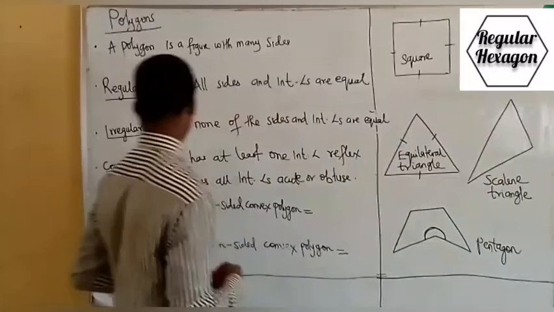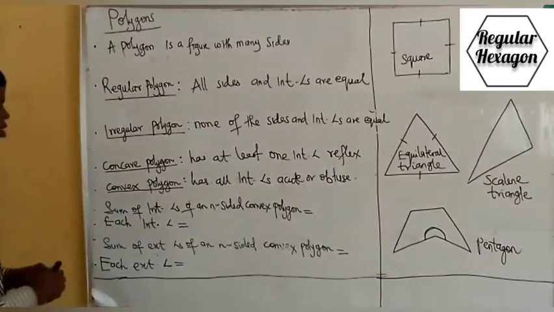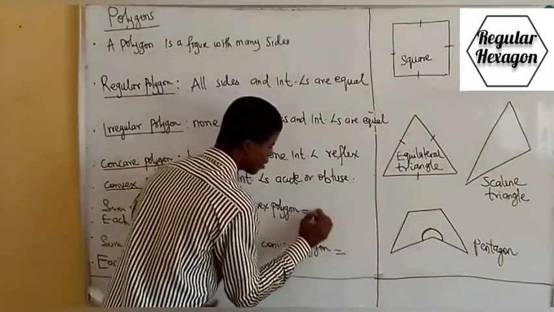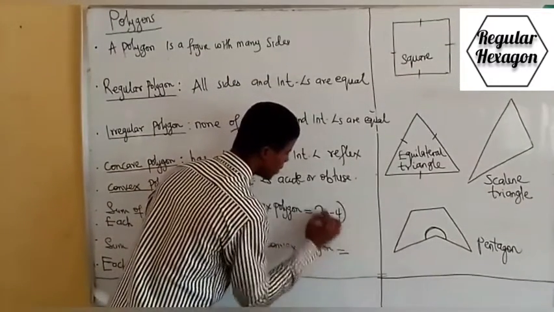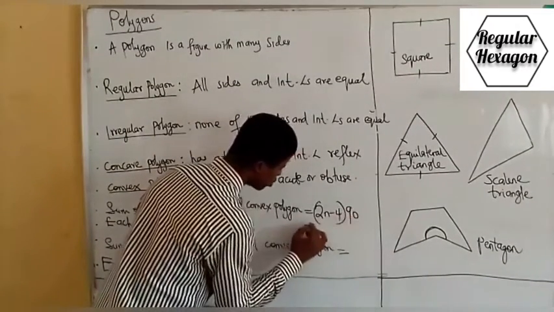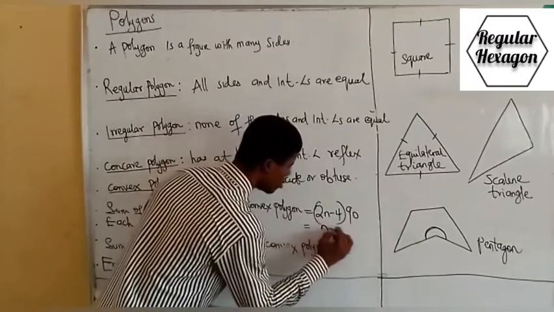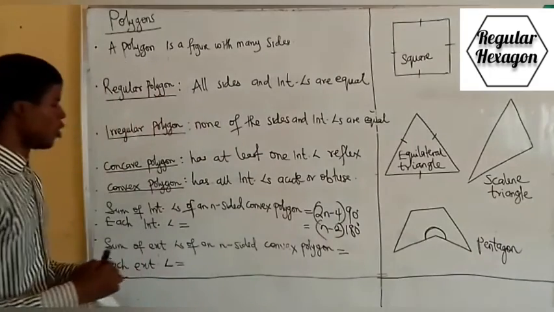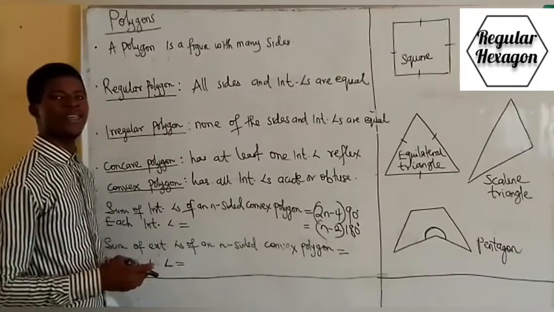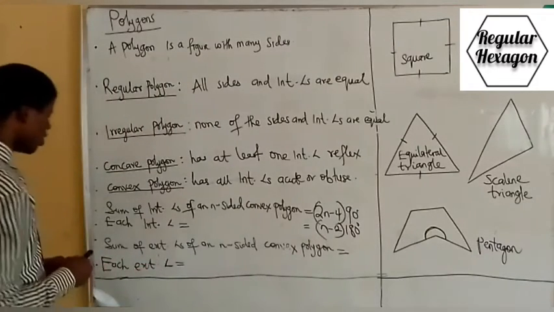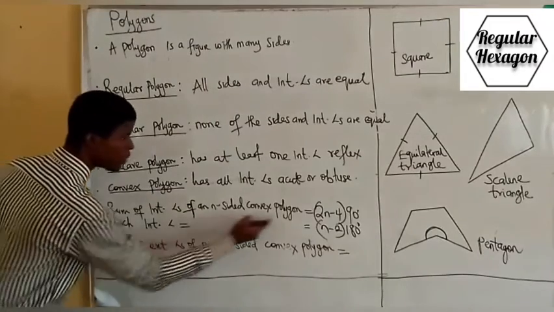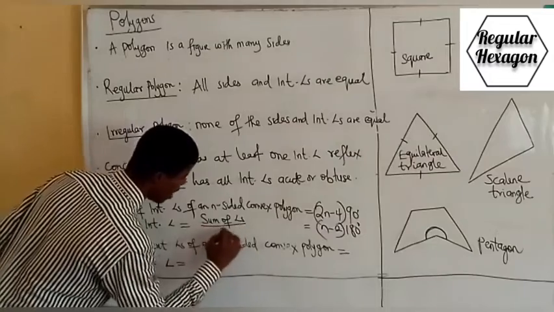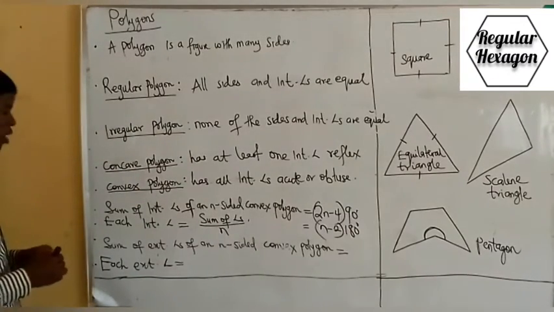Good. Now, the sum of the interior angles of an n-sided convex polygon is given by 2n minus 4 times 90 degrees, which is also equal to n minus 2 times 180 degrees. So this is the formula for the sum of the interior angles of any n-sided convex polygon. So each interior angle will be the sum of angles over the number of sides. That will be the formula for each interior angle.